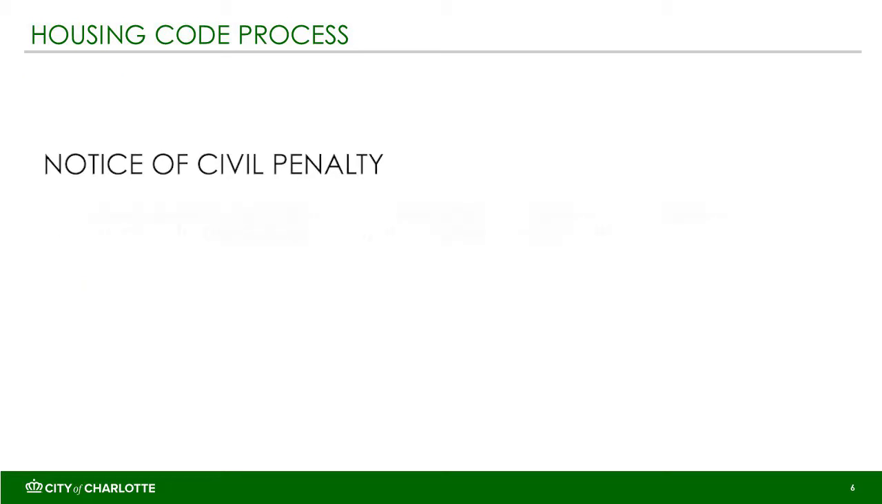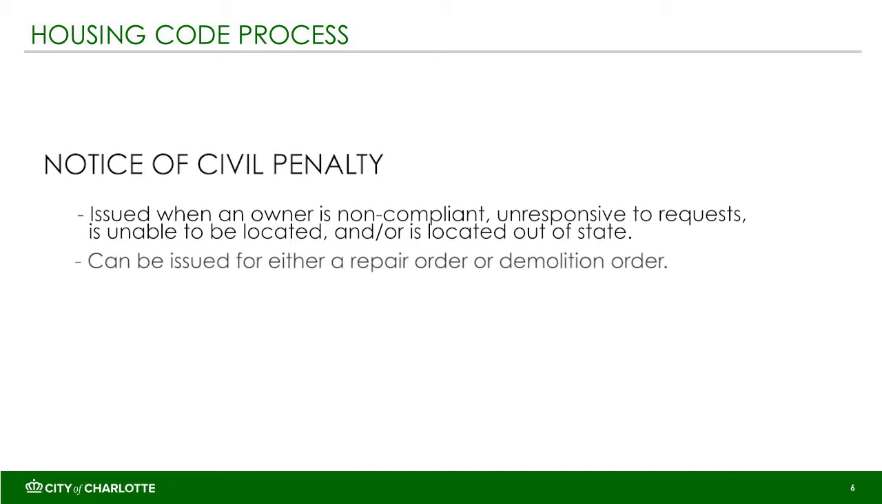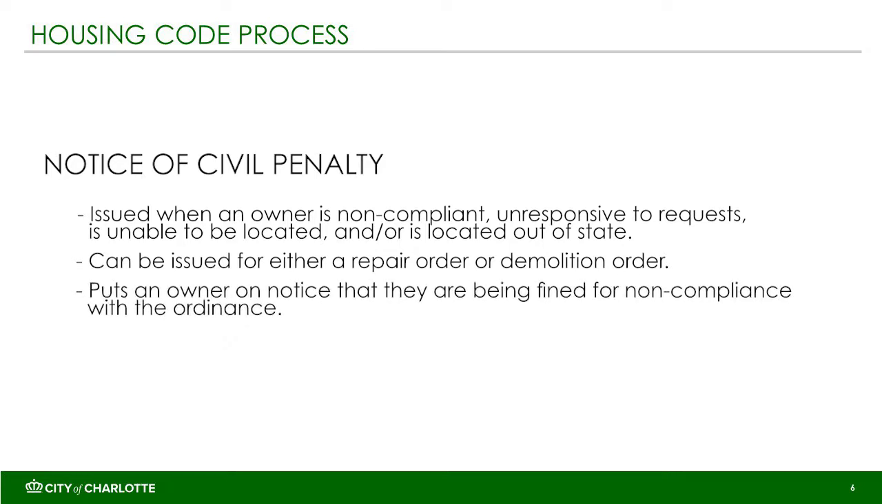A notice of civil penalty is issued when an owner is non-compliant, unresponsive to requests, is unable to be located, and/or is located out of state. A notice of civil penalty can be issued for either a repair order or a demolition order. The notice of civil penalty puts an owner on notice that they are being fined for non-compliance with the ordinance.